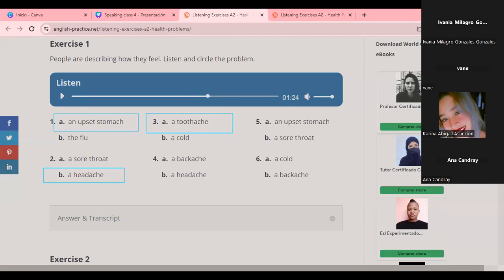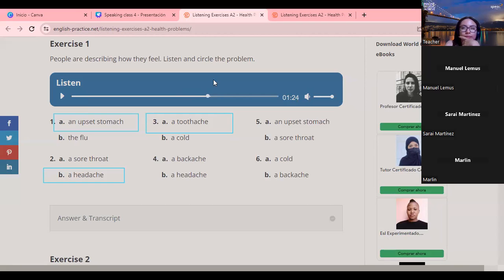What do you think, Manuel? He has a back issue. Very good. He has a backache.